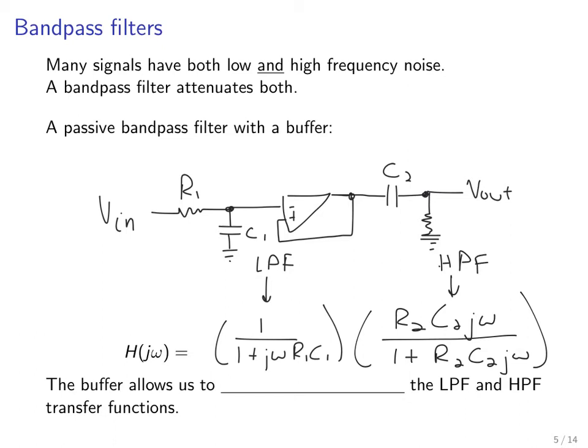Okay, now why do we need the buffer? Well, if we remove the buffer, then the two circuits would couple, and the equations would get a lot more complicated. So what the buffer allows us to do is to multiply the low-pass filter and high-pass filter transfer functions.